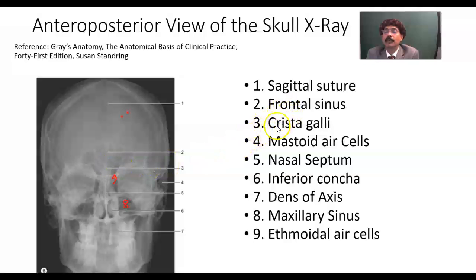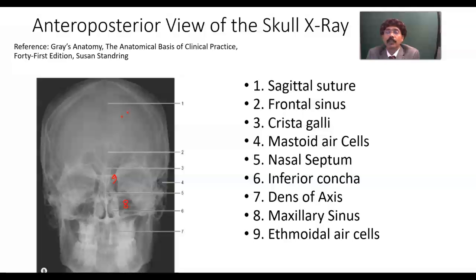So this is the sagittal suture. This is the frontal bone, and this is the frontal sinus. Then we get the crista galli, number 3. Here is the crista galli. Crista galli is a median ridge on the cribriform plate of the ethmoid bone.